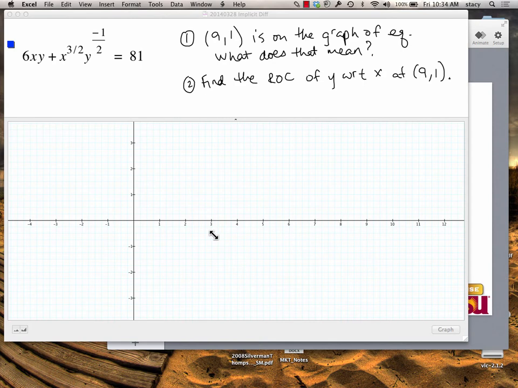The graph of the equation and finding the rate of change of y with respect to x at that point.